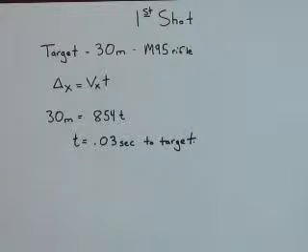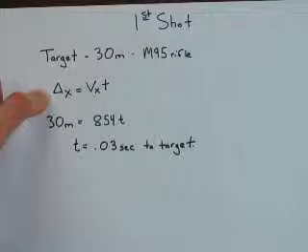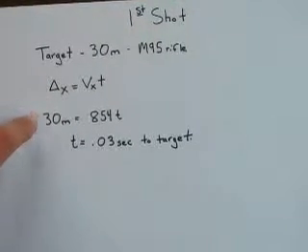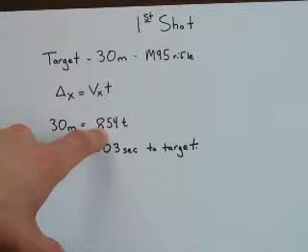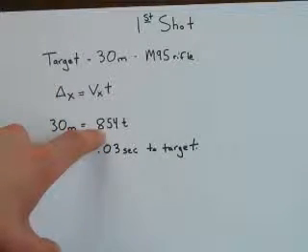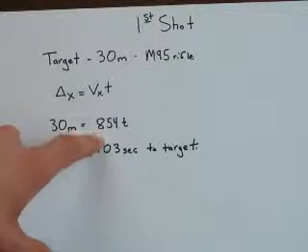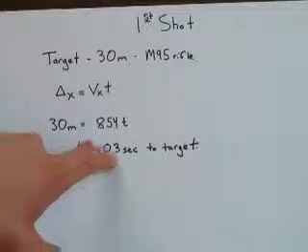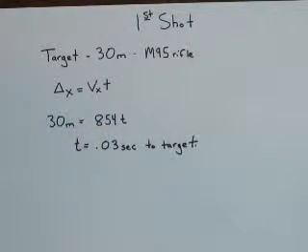Alright, for our first shot, the target is 30 meters away. We're using the M95 rifle. So, we're going to use the distance equation, which is velocity times time yielding the distance. We already know the distance is 30 meters, and we know that the initial muzzle velocity of the 50 caliber is 854 meters a second. So we divide 30 by 854, and we get the time to the target as 0.03 seconds. But what's special about this case is, at such close ranges, bullets do not drop.